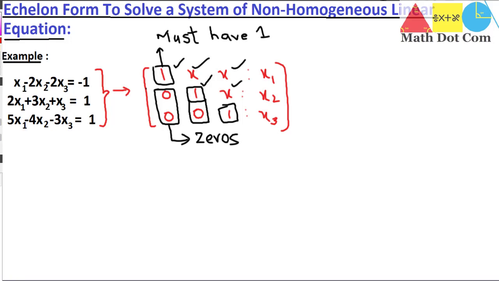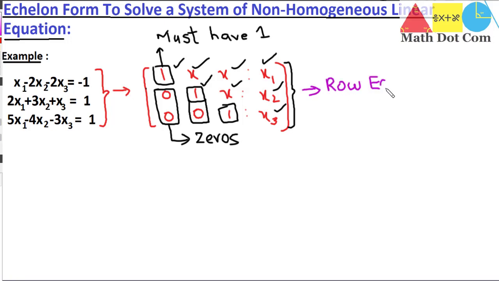Then another thing in the row echelon form is that a row with all zeros must be below the rows with non-zero entries. So if there is any row that is all zeros, it should be at the end. This is also an important condition of echelon form. Once you convert this system of non-homogeneous linear equations into this echelon form, then you will get the values of x1, x2 and x3. From here you can easily find the value of x1, x2 and x3. So you have to convert this system into this form, and this is a row echelon form.